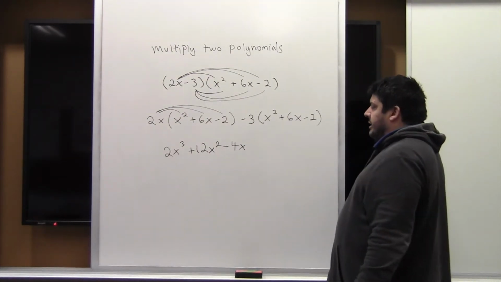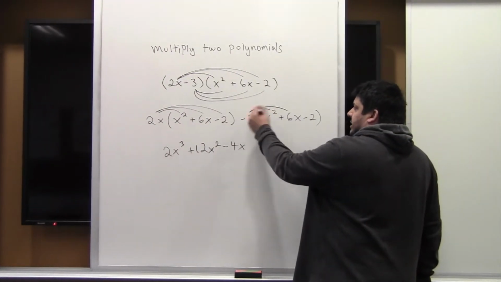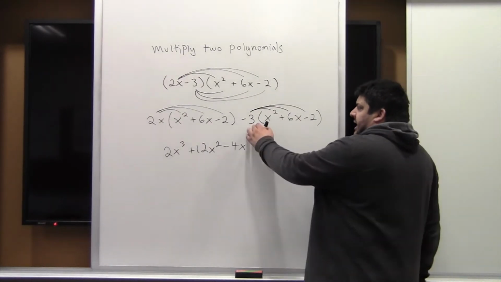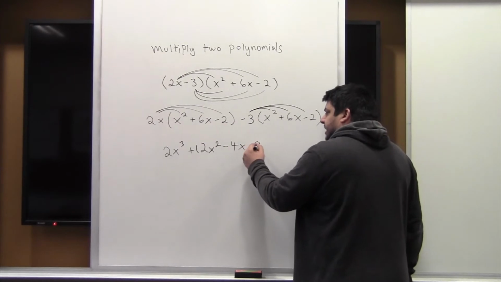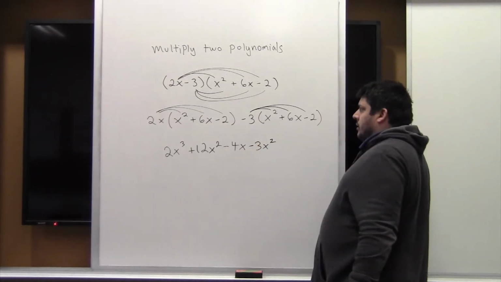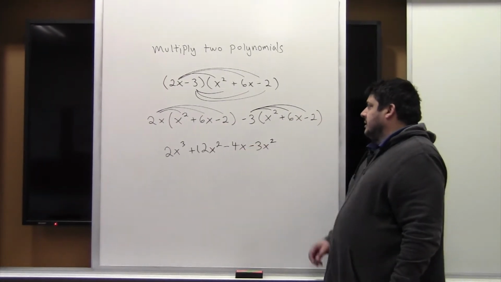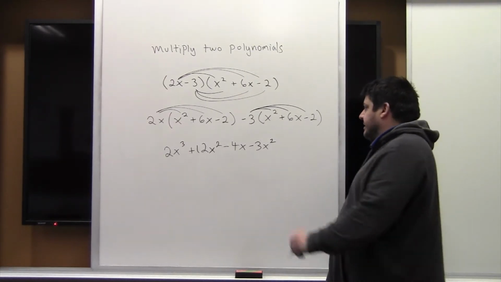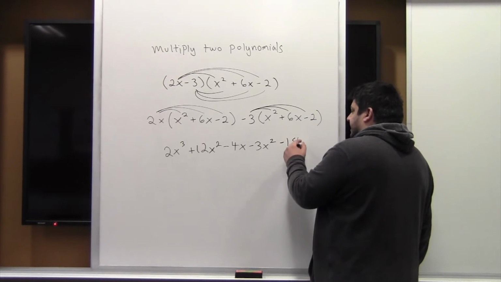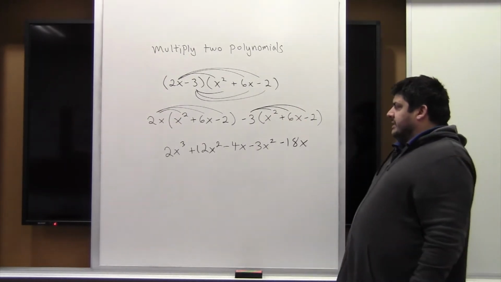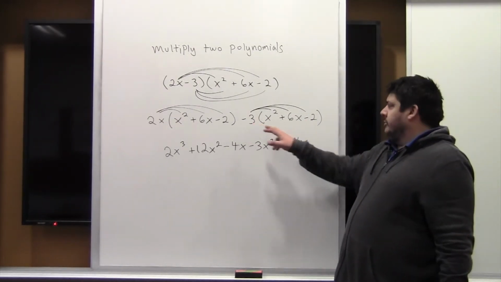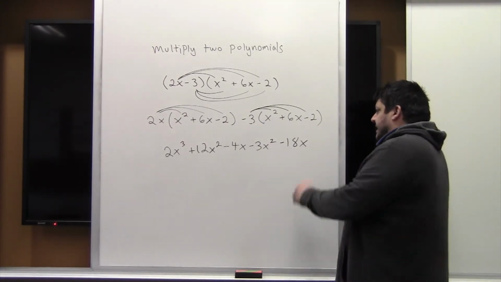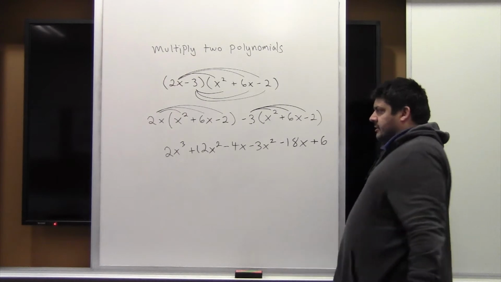Now let's do this one over here. We've got to take the minus 3 and distribute it to all of these terms as well. So negative 3 times x squared, that's just negative 3x squared. Negative 3 times 6x. Negative 3 times 6 is negative 18. And so the x comes with it because there's no x being multiplied on this particular term. And then we have a negative 3 times a negative 2. And that's going to give us positive 6.